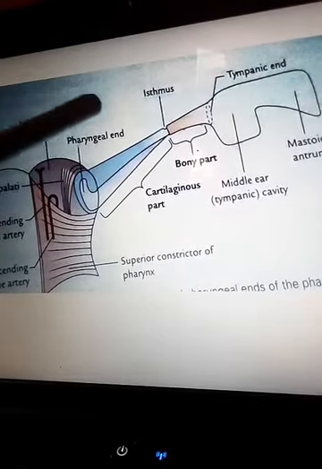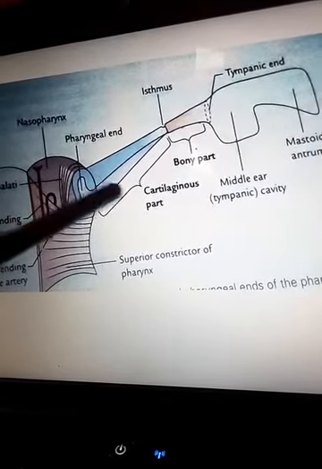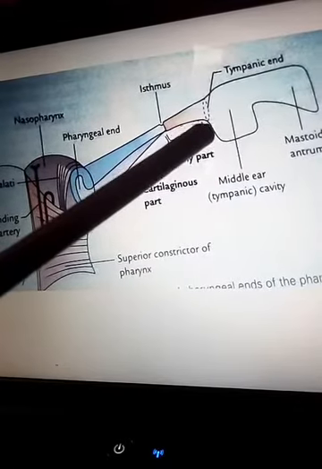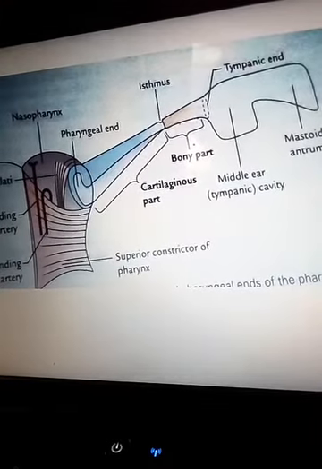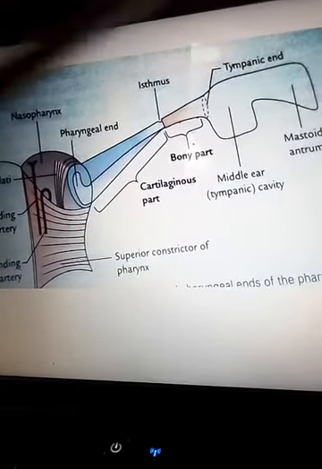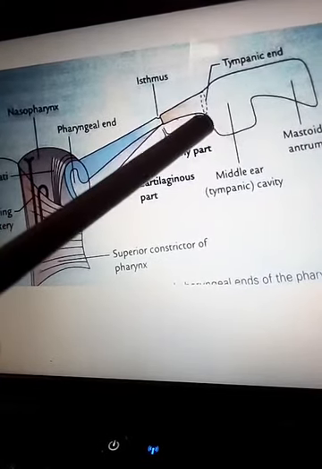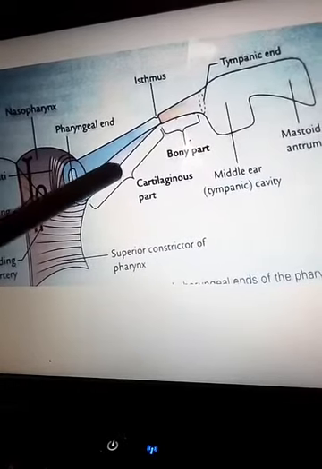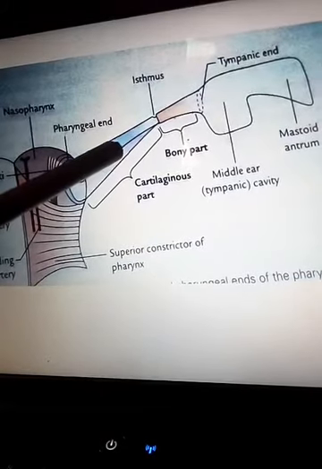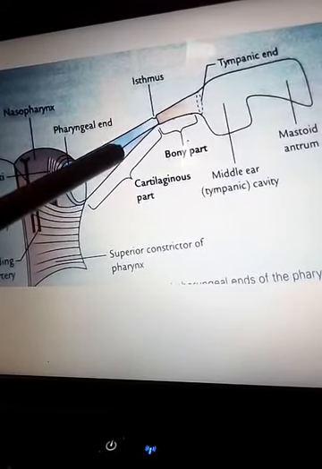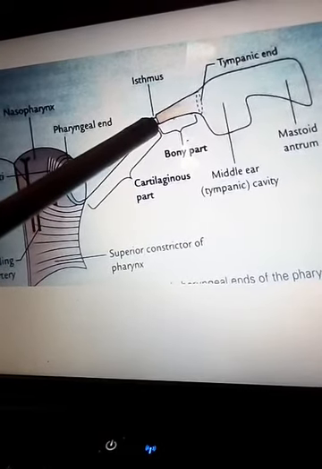It is divided into two parts: the osseous or bony part and the cartilaginous part. The bony part forms the 1/3 of the total length of the tube, that is 12 millimeters. It lies between the tympanic and the petrous part of temporal bone and opens into the middle ear cavity. Another is the cartilaginous part. It forms the 2/3, that is 24 millimeters of the tube. Total length of the tube is 36 millimeters. The two parts meet at the isthmus, which is the narrowest part of the tube.